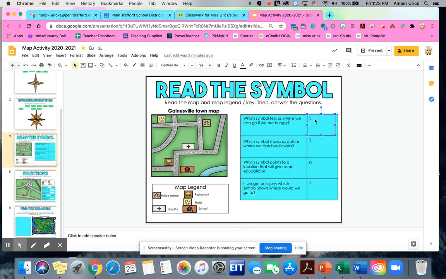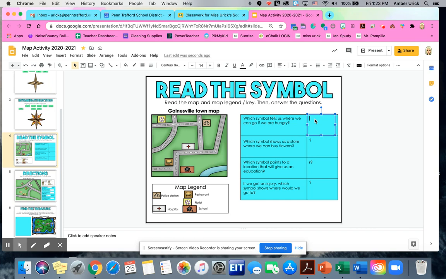So I'm going to have you open that box, double click, and then you need to get rid of the question mark. I want you to type there. So this top one says, which symbol tells us where we can go if we are hungry? So personally, I'm not going to go to the police station if I'm hungry.